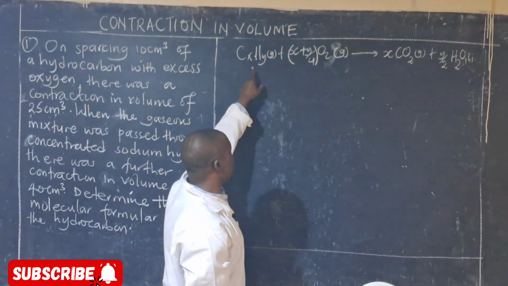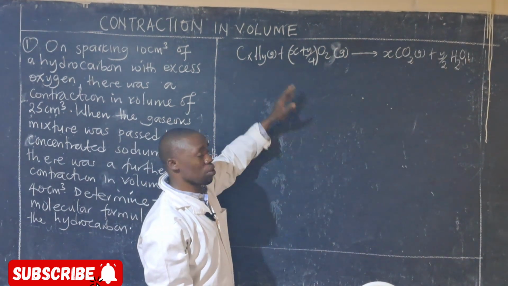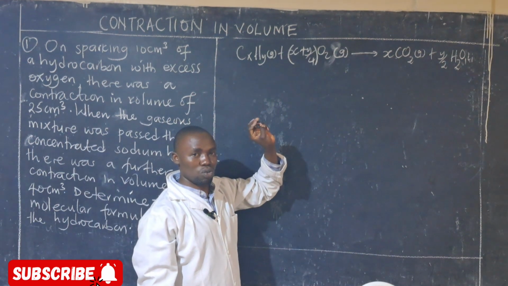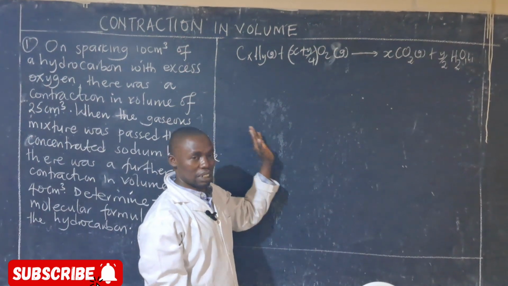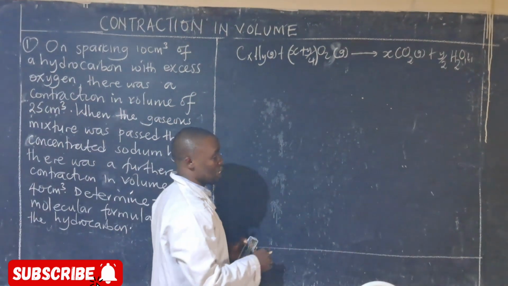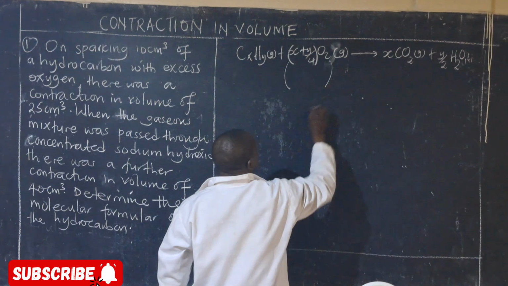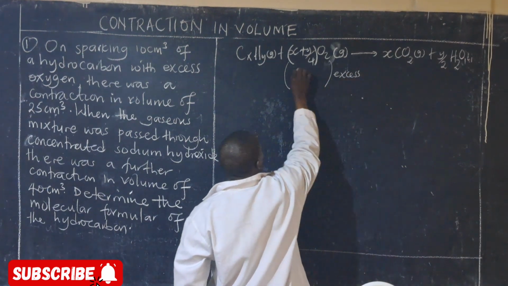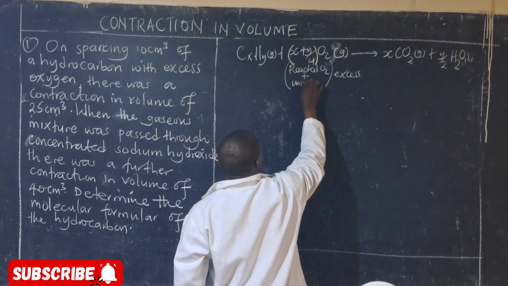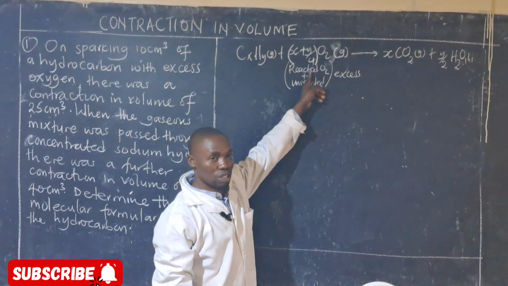Now, we realize that this experiment for combustion of hydrocarbons has two stages. The first stage, we burn the hydrocarbon, then we cool the gaseous mixture to condense the water vapor, then we pass the mixture through concentrated sodium hydroxide or potassium hydroxide. Now we should first acknowledge that this oxygen that we use should be in excess. That means part of it will react, so we have reacted oxygen, then part of it will go unreacted. So oxygen is in excess, containing these two.